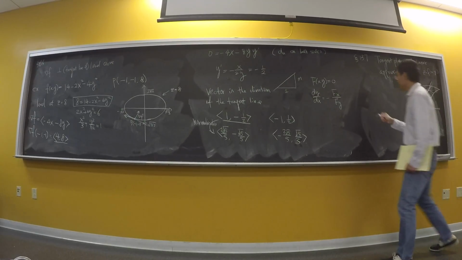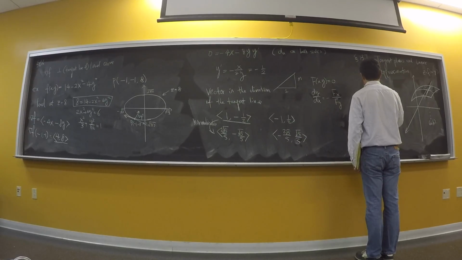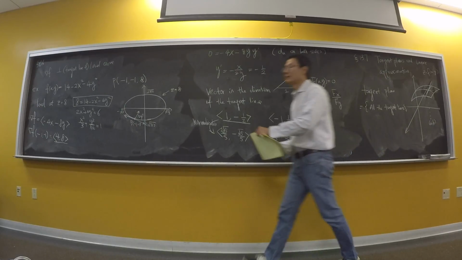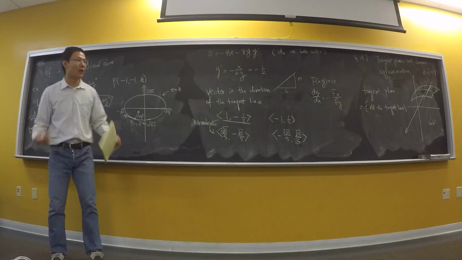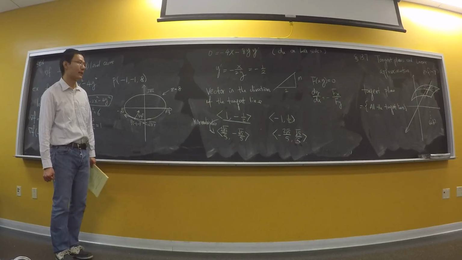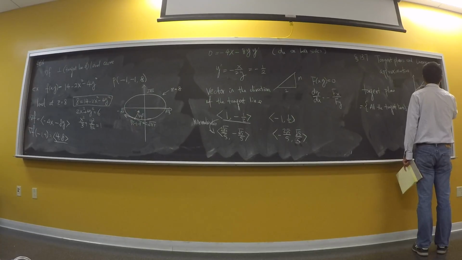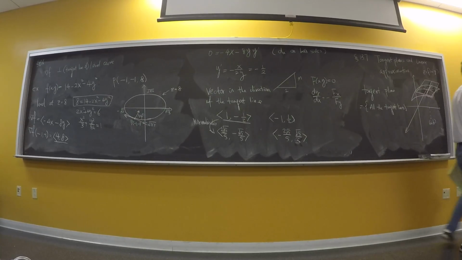Okay, so the tangent plane is equal to all the tangent lines. You can understand the tangent plane as the family of all the tangent lines. So you gather all the tangent lines together, and this is going to be a two-dimensional object. That's the tangent plane. In other words, the tangent plane contains all the tangent lines to the point. Okay, so this is the tangent line. So our goal is to derive the equation of the tangent plane.